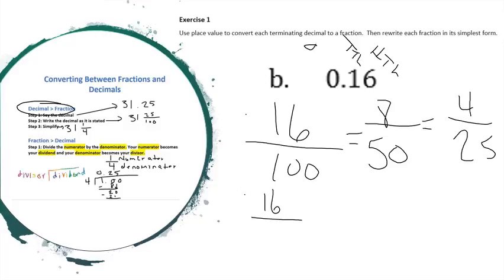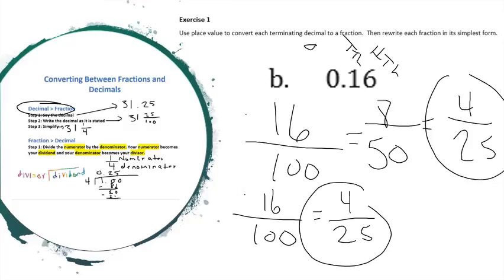However, let's say you noticed, oh look, 4 can go into both of these numbers. 4 can go into 16 4 times. 4 can go into 100 25 times. Notice that you still got to the right answer, except you needed an extra step for this. So as long as you know any factor, you don't have to know the greatest factor. As long as you know any factor that can go into both the numerator and denominator, you can still get to your answer. That's the most important point that I want you to take away from this slide.